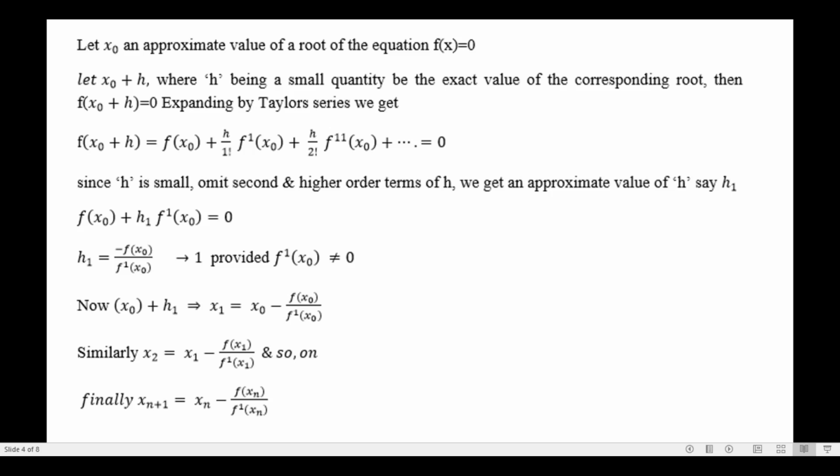Similarly, taking x1 as the initial approximation, a better approximation x2 is obtained as x2 is equal to x1 minus f of x1 divided by f dash of x1. Continuing this process n times, we get a better approximation to the root, which is given by x n plus 1 is equal to x n minus f of x n divided by f dash of x n, for n is equal to 0, 1, 2, 3 and so on. This formula we call the Newton-Raphson formula or Newton's iteration formula.